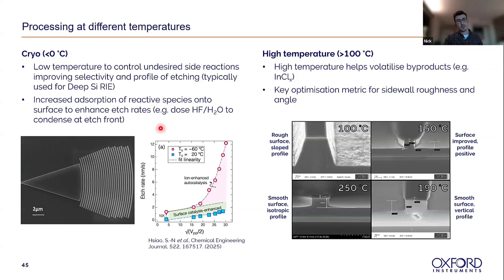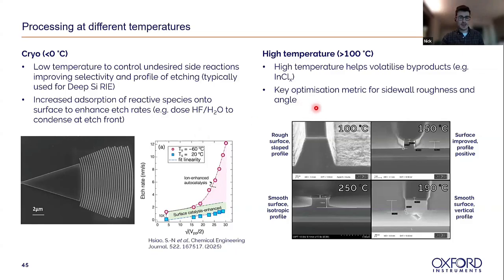And by going to cryo temperatures, you can also increase absorption of reactive species on surfaces. So there's a lot of interest at the moment in using cryo HF processes for CMOS applications of etching silicon. By doing it at very low temperature, you ensure that you have a lot of the chemistry available at your etch front, and you're not having to rely on it diffusing into these very high aspect ratio features to enable the etching.